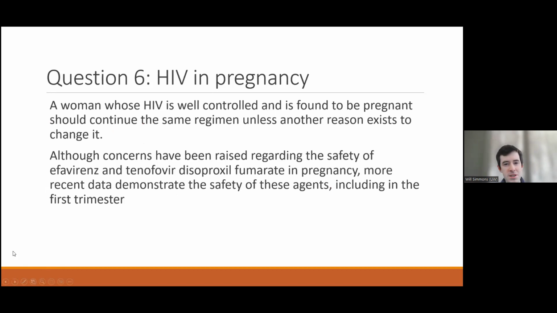Cobicistat boosted regimens are the most common bugaboo because their levels become much less reliable. Then it's a discussion with the patient about whether they want to take that risk and watch them closely, or change them to a non-cobicistat boosted regimen. But everything else, almost always keep them on their current regimen if they're suppressed. If they're not suppressed, please try to suppress them. But if they're suppressed, just leave them alone.